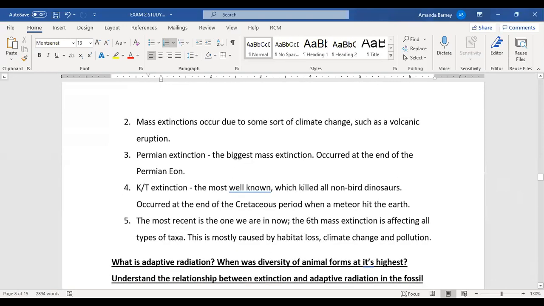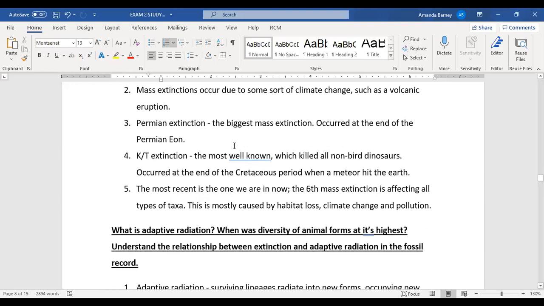Your big extinctions usually occur due to some sort of climate change. So you have volcanic eruptions or a meteorite hitting the earth, or those kinds of really big occurrences. It has to be such a huge occurrence that, like with a volcano, the ash spews up and covers the sun and cools the planet, and suddenly animals are dying off because of that. It has to be so dramatic that it changes the climate of the environment and the animals cannot live in that environment. So your biggest extinction was the Permian extinction.